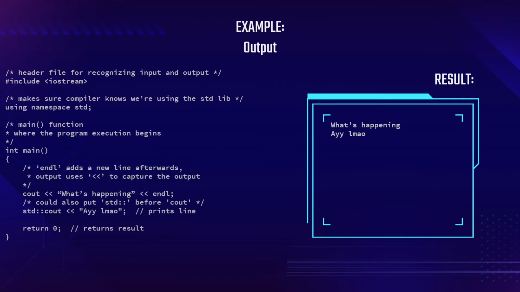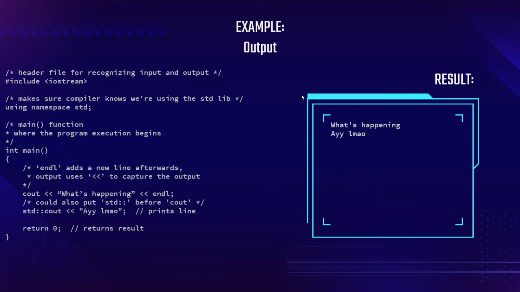So, in terms of output, just making it as simple as possible. We want to do #include <iostream>. That's going to be our header for recognizing input-output. Using namespace std, so we're using the standard library. We're going to write our main function, and we're just going to do cout, and then the insertion operator, and what's happening. I'm going to put this so I have another line, and if I really wanted to, I can put std:: in front; it's going to be the same thing. We don't necessarily need that, but I recommend it.